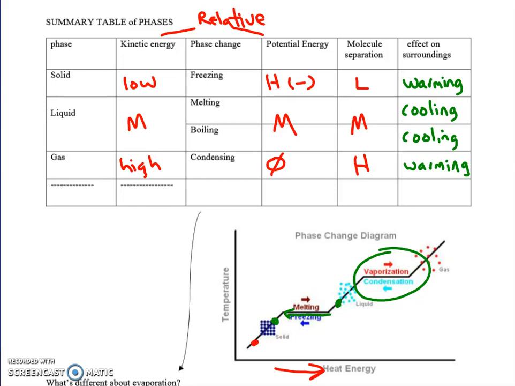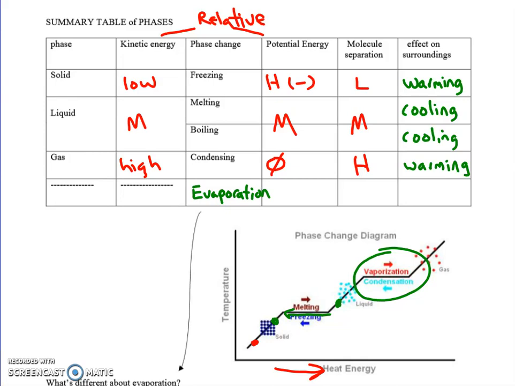Okay, so there's a nice summary of your phase changes in terms of the energies. So let's finish up with evaporation, which is a form, or it's basically turning a gas into a liquid.